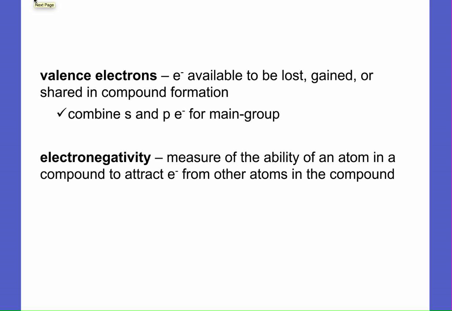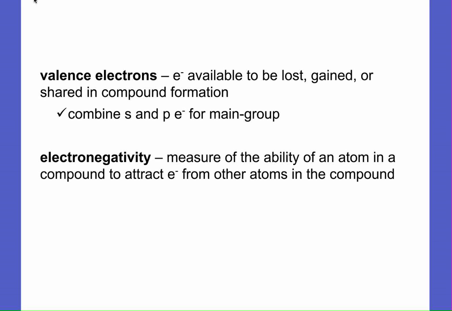Otherwise, the other part of this section we need to pick up is valence electrons. Those are the electrons available to be lost, gained, or shared in compound formation. We're going to talk about how we're combining S and P electrons for main group. When we talk about valence electrons, we generally ignore the D sublevel. So when I had that test question last chapter where I forgot the D sublevel, that's because I was thinking about the valence electrons. Once you fill that D sublevel, it doesn't really matter anymore.